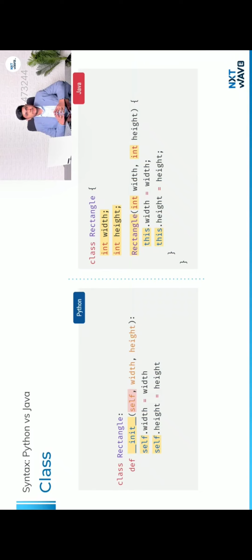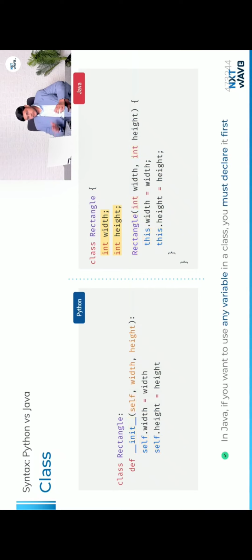Now let's go step by step to understand the differences in defining a class in Python versus Java. In Java, whenever you want to use any variable within a class, you need to declare it first. In the Python code, we have two class variables, width and height. To use them in the class in Java, you need to declare them first. That's why we have declared int width and int height at the start of the class. Width and height are the two variables we are going to use in this particular class.